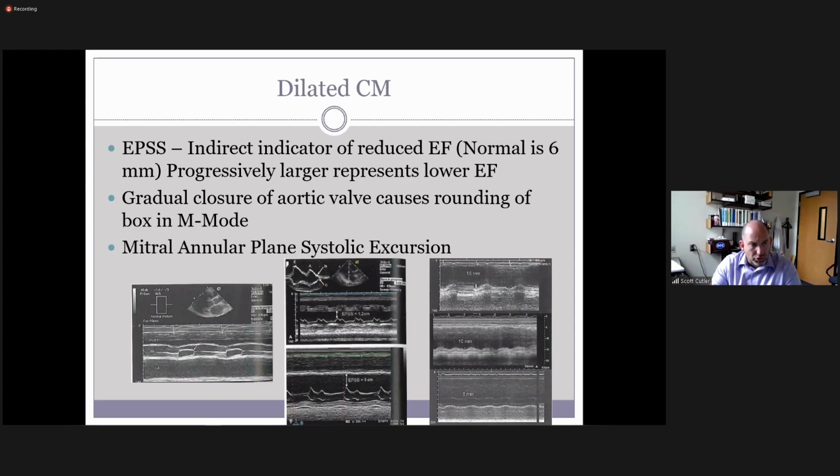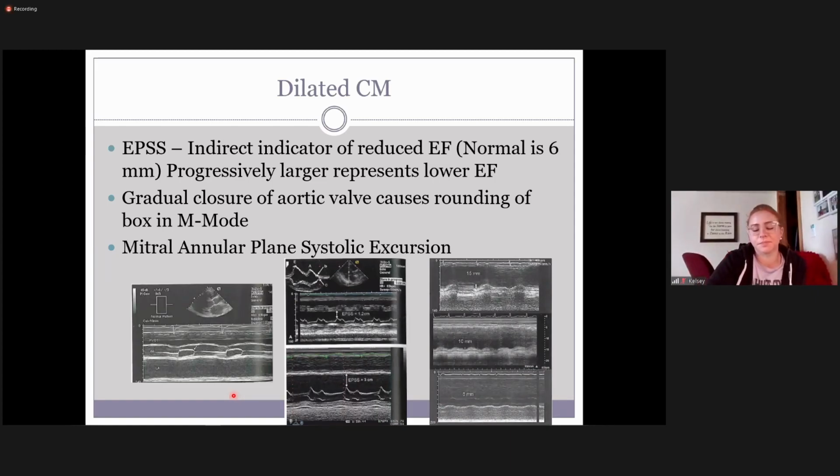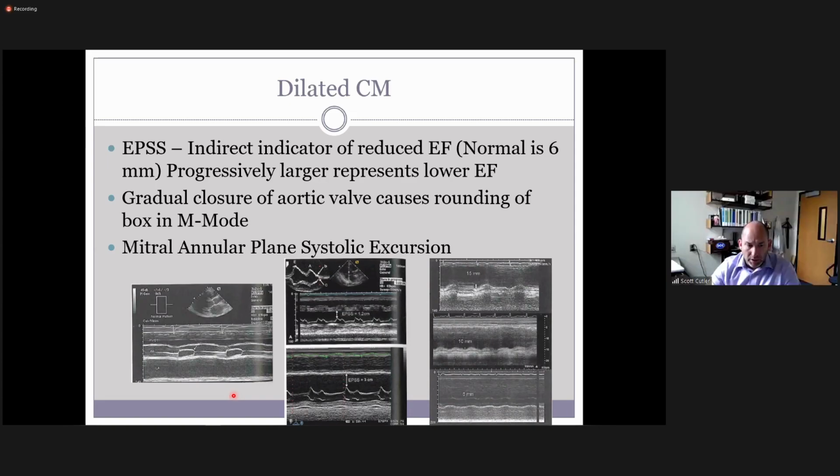All right, gradual closure of the aortic valve closes rounding of the box in M mode. So there's an example there of this. As you can see, this box, so first of all, again, if you see anything super well in echo, what's your first gut reaction thought going to be? Abnormal. Something's wrong, right?